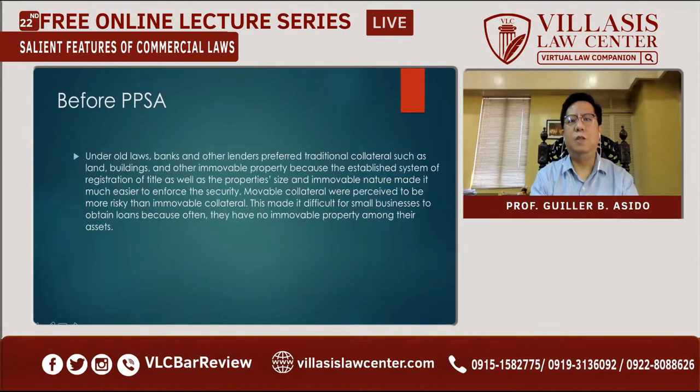And movable collateral, based on the assessment of the financial institutions, was perceived to be more risky than immovable collateral. And this, of course, definitely made it difficult for micro, small, and medium enterprises to obtain loans from a credible financial institution, since they have no immovable property among their assets. So this was principally one major objective that the PPSA wanted to resolve. Again, to allow micro, small, and medium enterprises to have access to credit facilities being offered by these financial institutions.